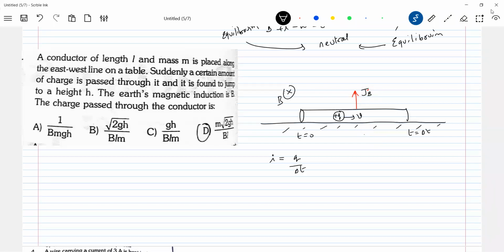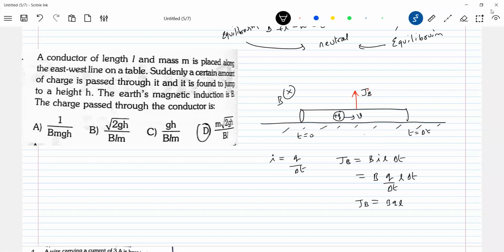This mg you need to show. So what is the magnetic impulse? That should be equal to BIL into delta T. What is I? I is equal to Q by delta T, so BIL delta T, which is equal to BQL.